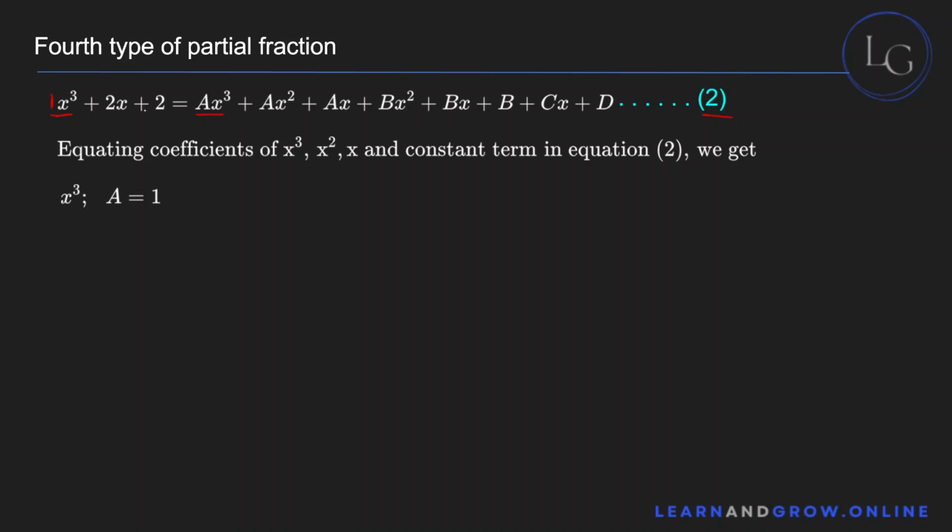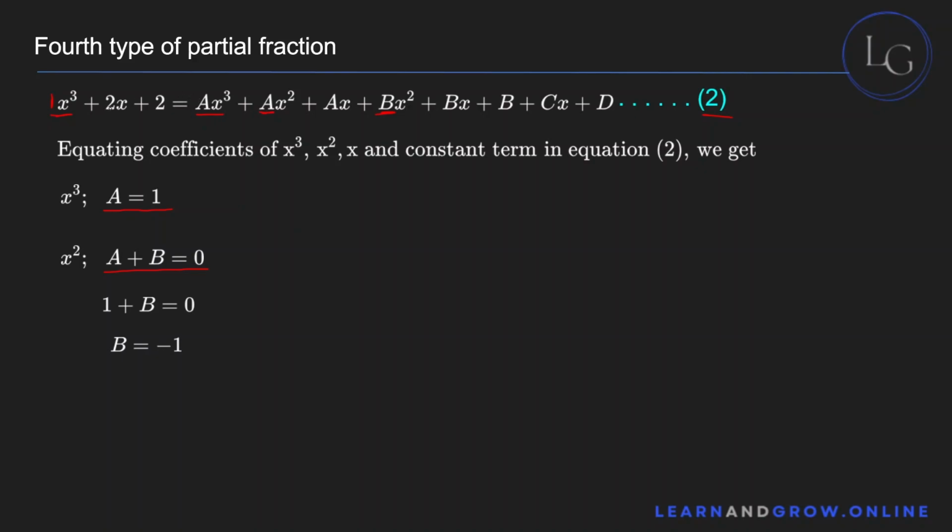Now, the coefficient of x squared on the right hand side is a plus b. So a plus b is equal to, well, there is no x squared expression on the left hand side. So that means that the coefficient of x squared on the left hand side is 0. So a plus b is equal to 0. Now, since we have the value of a already from this part here, we'll plug that in to this part, and so b will be equal to minus 1.